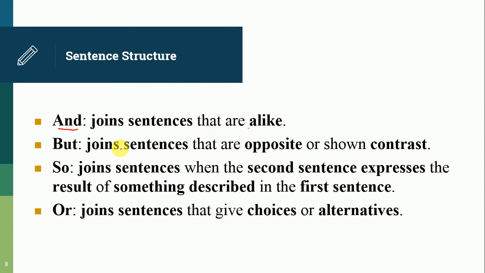But joins sentences that are opposite or show contrast. A sentence which shows contrast or has opposite meaning is joined by but, as I said before. For example, I like black, but she likes white.